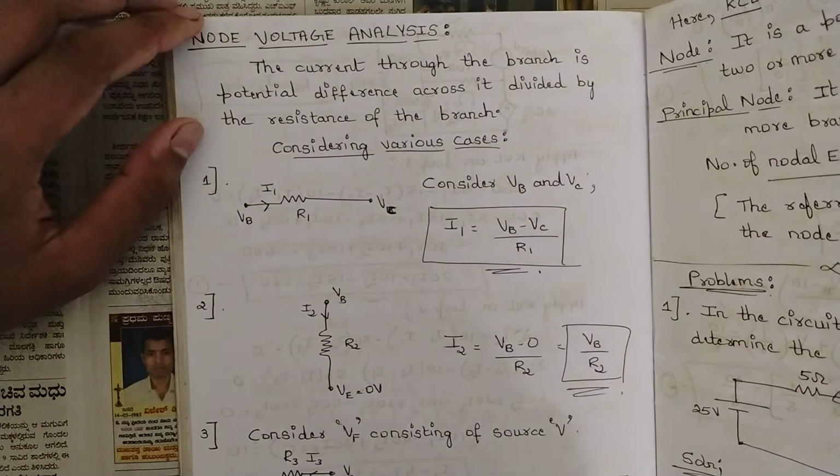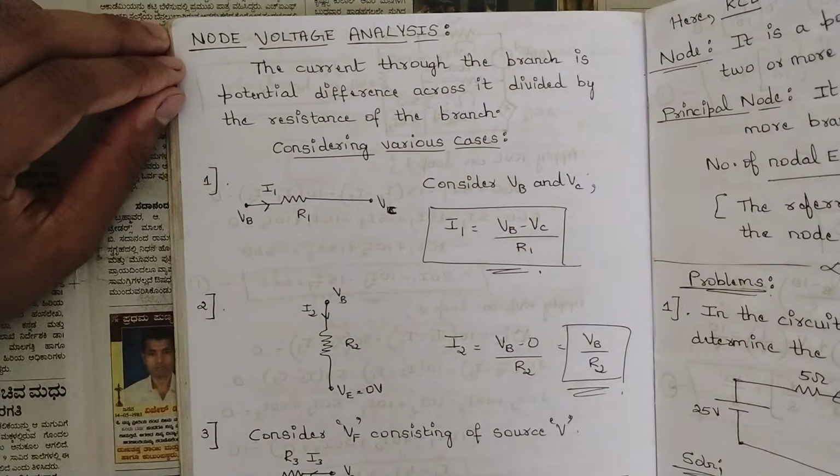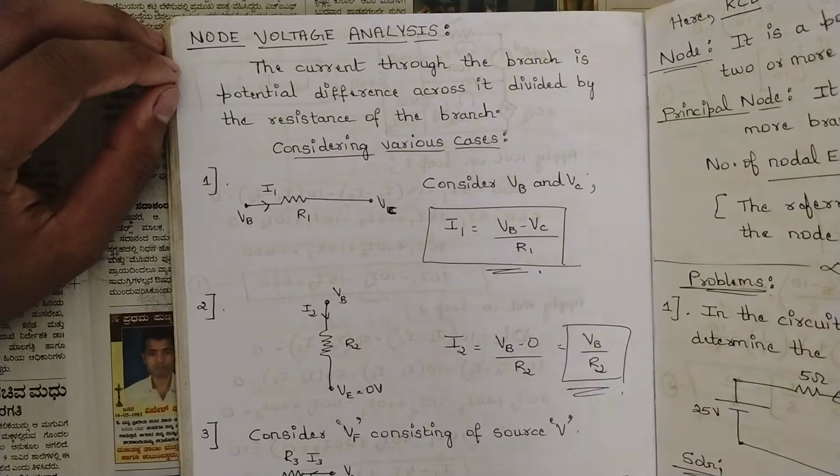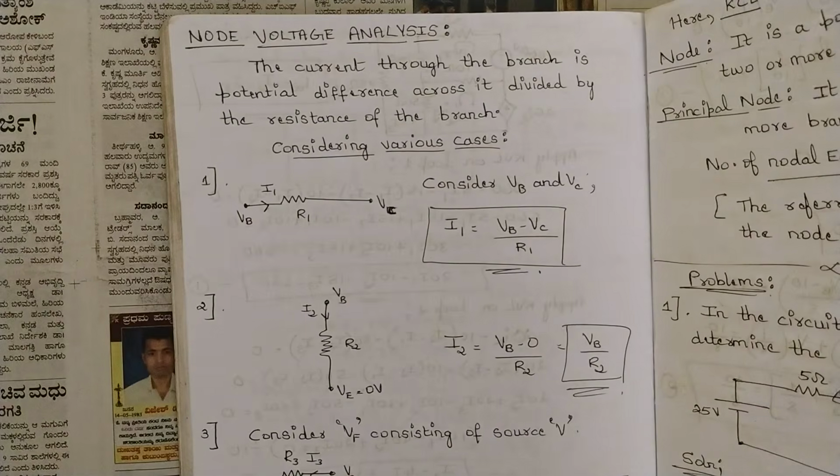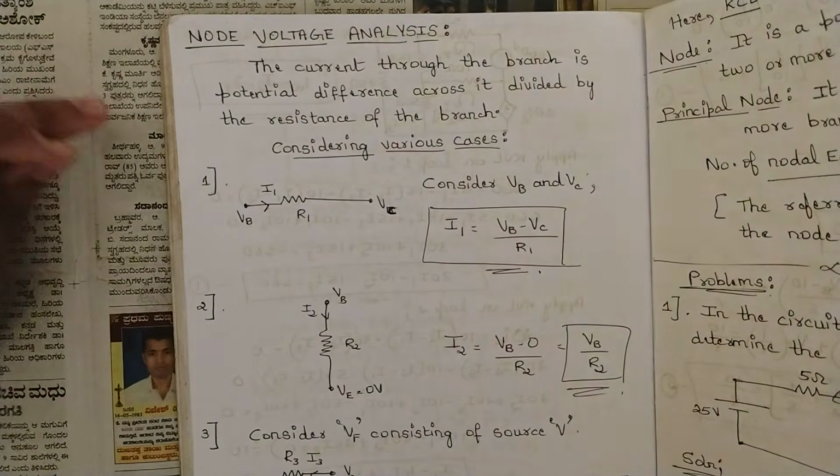In mesh analysis, we used Kirchhoff's voltage law, KVL. In this case, we are going to use Kirchhoff's current law, that is KCL. That is, all the input currents into a node and the output currents from it, when summed, will be equal to 0. That is the KCL, Kirchhoff's current law.